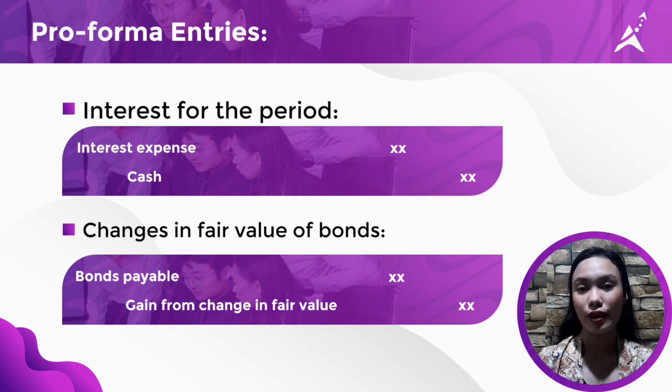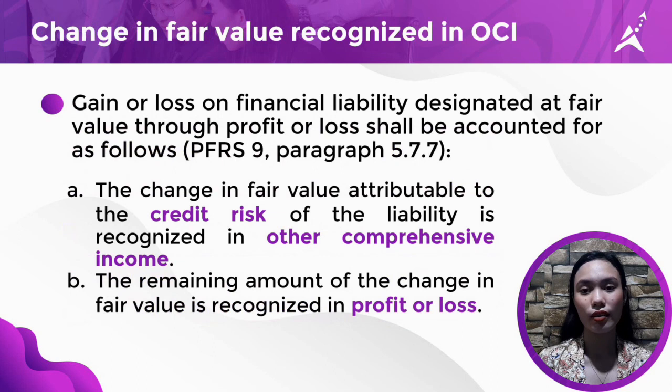Kung sakali naman na tumaas yung utang mo, the entry will be debit loss from change in fair value and credit bonds payable account. Gumagalaw ang bonds payable whenever there are changes in fair value, and these changes will be reflected in profit or loss. You really have to determine the components of the gains or losses on changes in fair value. In general rule, mapupunta sila sa profit or loss.